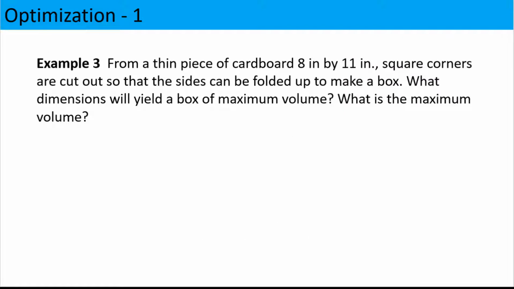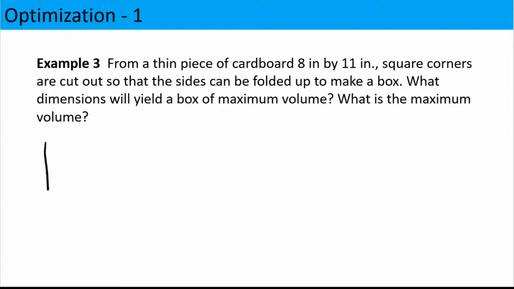Example 3. From a thin piece of cardboard, 8 inches by 11 inches, square corners are cut out so that the sides can be folded up to make a box. What dimensions will yield a box of maximum volume? What is the maximum volume?